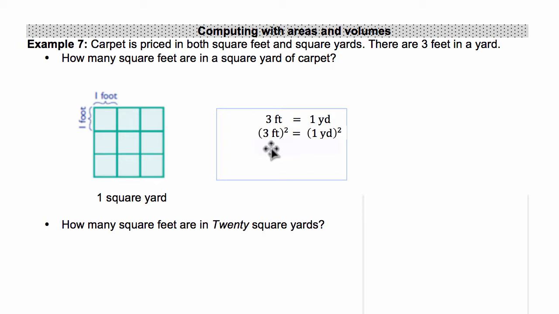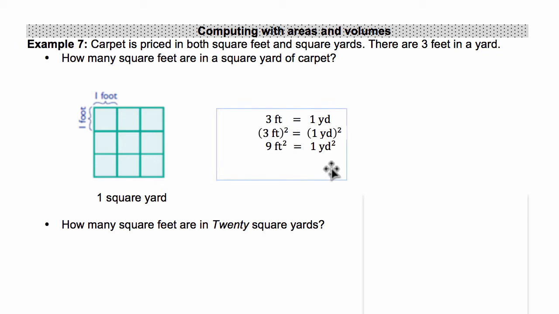Squaring the left side, we get 3 squared or 9, feet squared or square feet, and squaring the right side, we get 1 squared or 1, and yards squared or square yards. 9 square feet are equal to 1 square yard, the answer to our question. How many square feet are in 20 square yards?